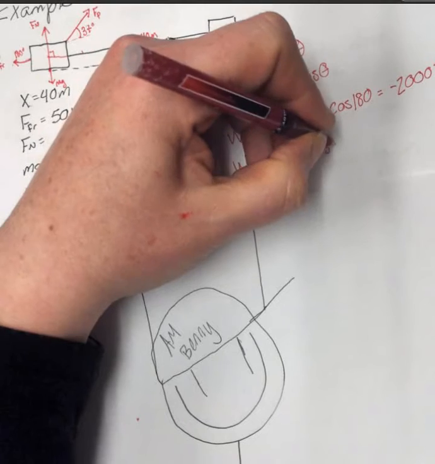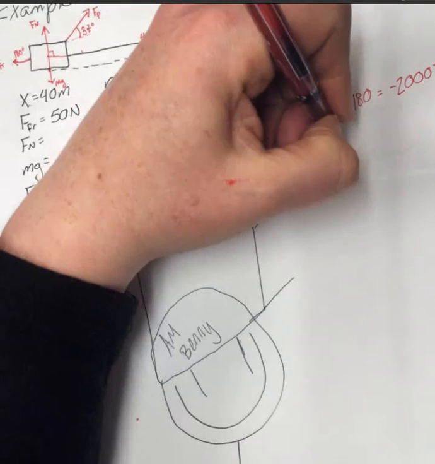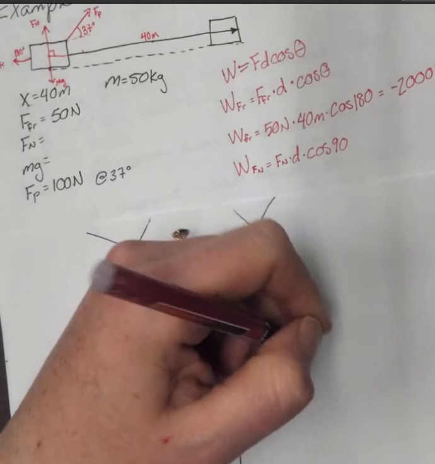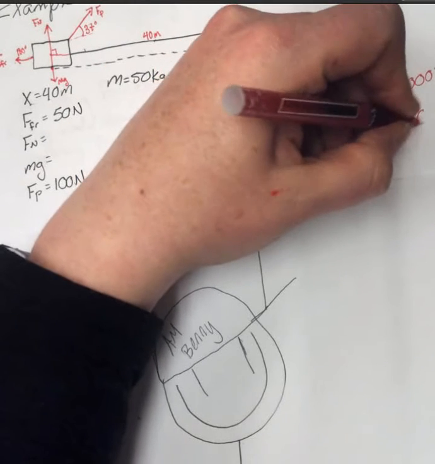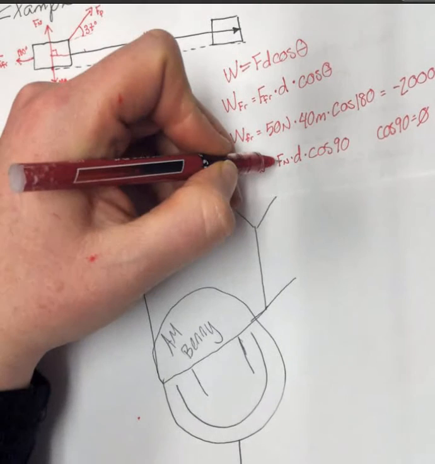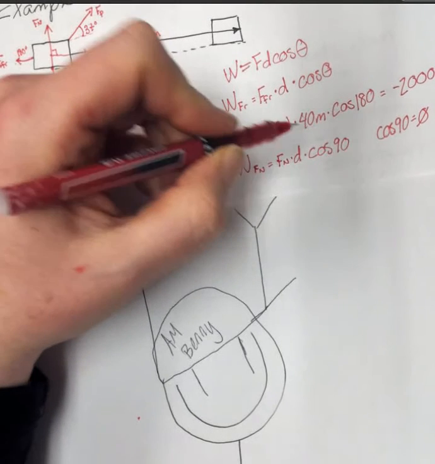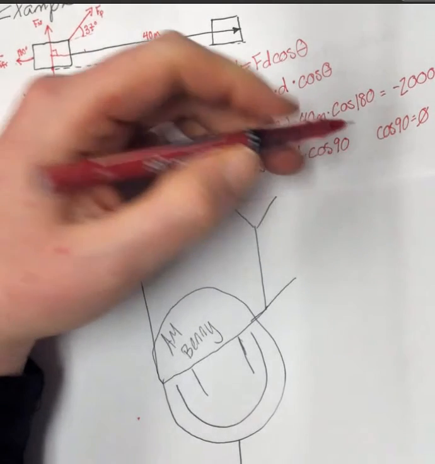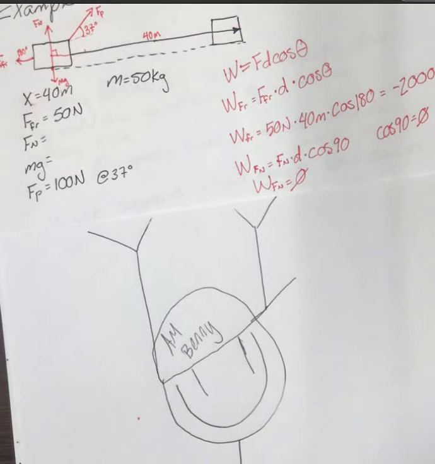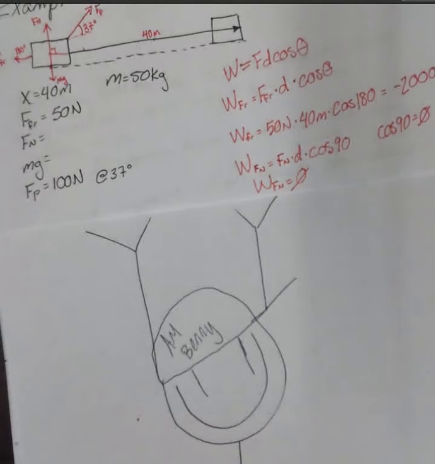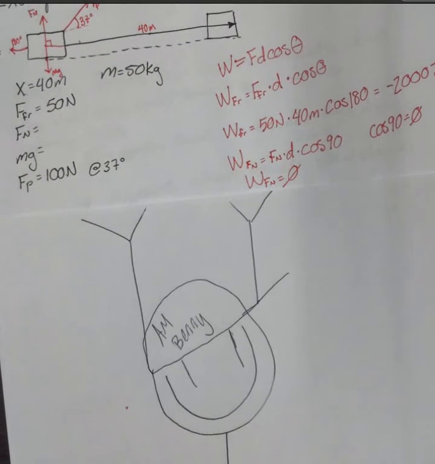Well, the work done by the normal force is going to be the normal force times the displacement times the cosine of the angle of separation, which is 90 degrees. Cosine of 90 degrees equals 0. Therefore, it doesn't matter what the normal force is, because that normal force times 40 meters times 0 means that the work done by the normal force equals 0. So I just saved you from having to calculate the actual numerical value of the normal force. Already, work is working out for you.